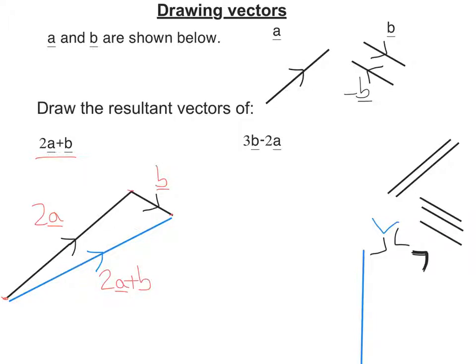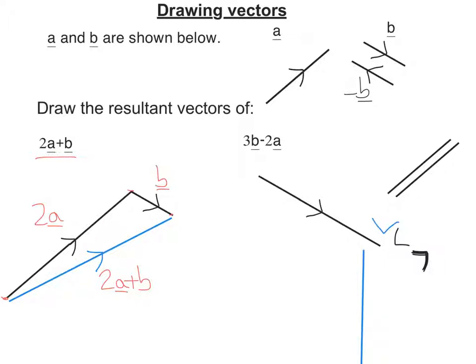Okay. Let's try this last one then. We've got 3B minus 2A. So the first thing I am going to draw here is my 3B. So there's 1, 2, 3. Okay, and it's 3B, so it's going in this direction.